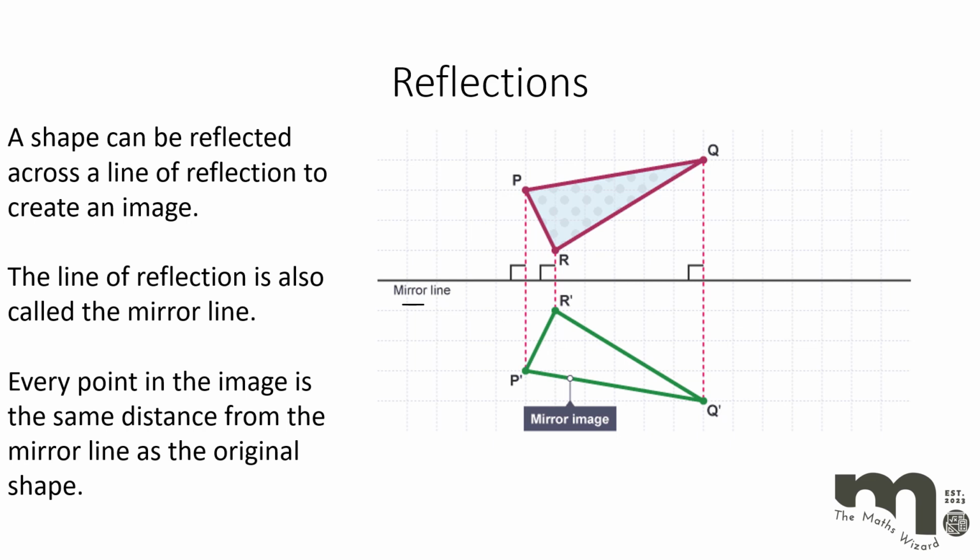That works for P as well. If we look at P, that's 3 squares away, so it's going to be 3 squares away the other side, and then point R is 1 square away either side. You will notice as well on the picture that when you draw a line between the 2 points across the mirror line, a right angle is formed.